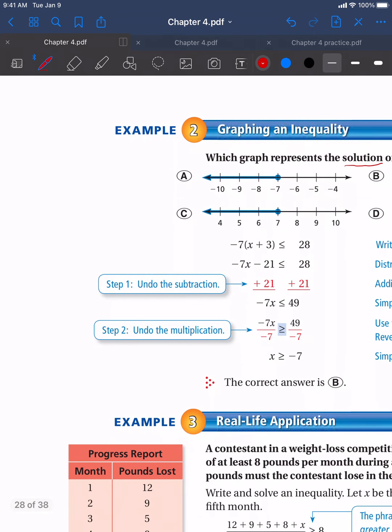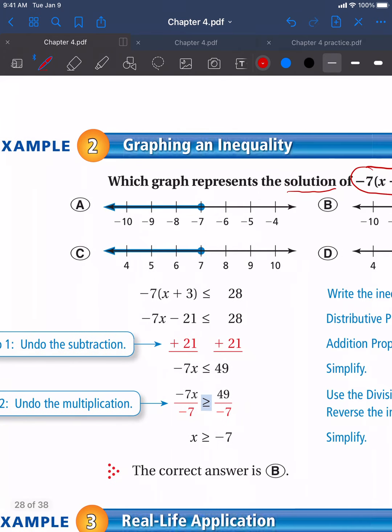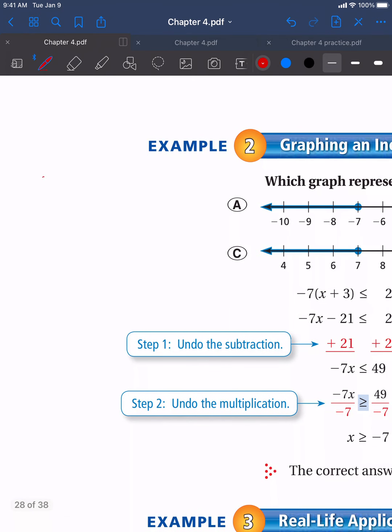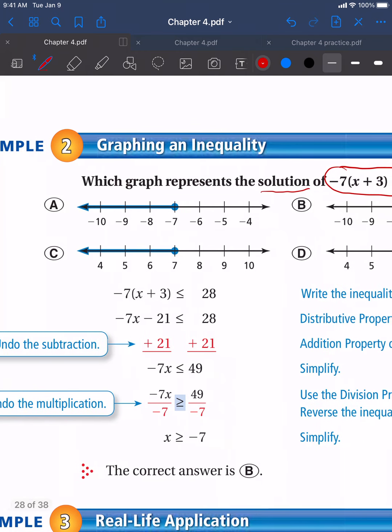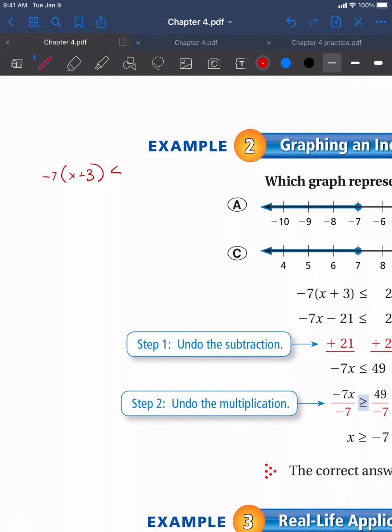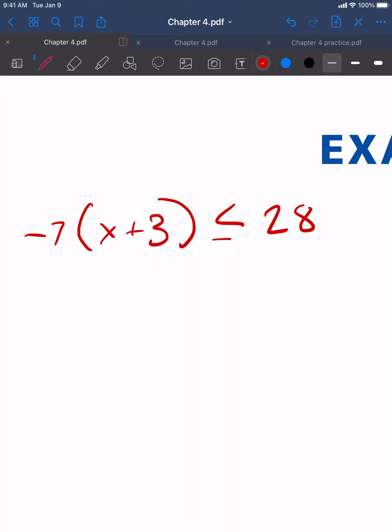Okay, I'm going to scroll over here where I have some empty space to draw, but I'm going to rewrite it. It's negative 7, parenthesis, x plus 3, close parenthesis, less than or equal to 28. Guys, is there anything I can do in those parentheses? No. So my next step would be to distribute. What's negative 7 times x? Negative 7x. What's negative 7 times 3? Negative 21.